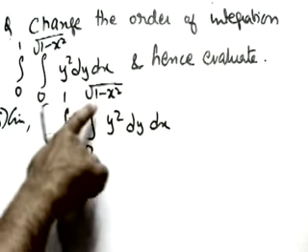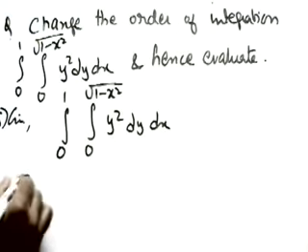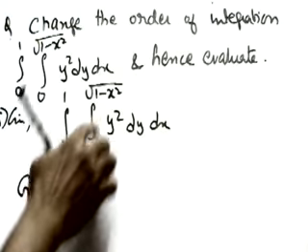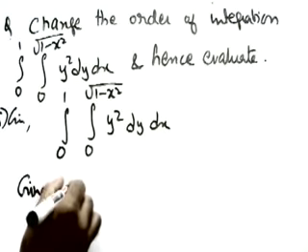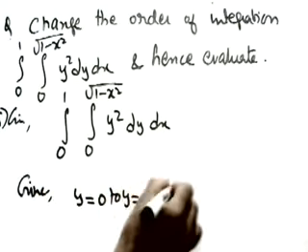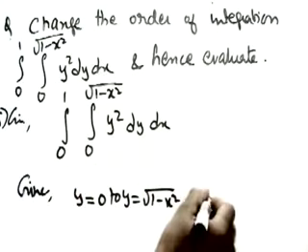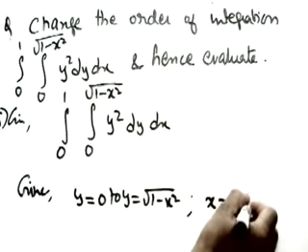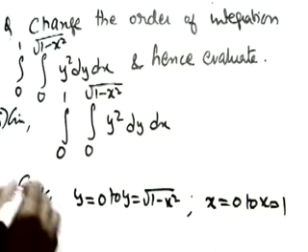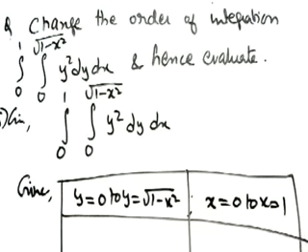Now see the next question. Integration 0 to 1, 0 to under root of 1 minus x squared, y squared dy dx. Now what are the given limits you see here? These are given in terms of x, and this is y. So y equals 0 to y equals under root of 1 minus x squared. If these are the values of y, this will be the values of x. So x equals 0 to x equals 1. So clearly we can say that y limits are given in terms of variables and x limits are given in terms of constants. So let me change.